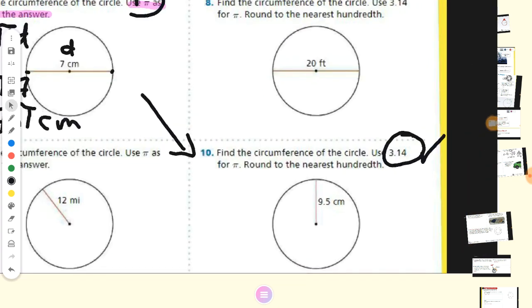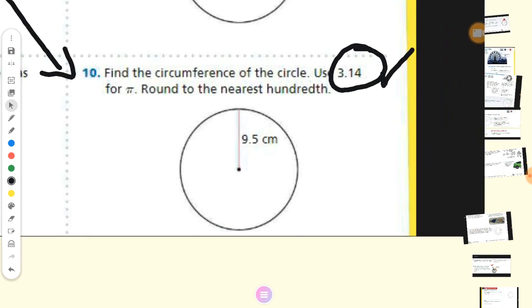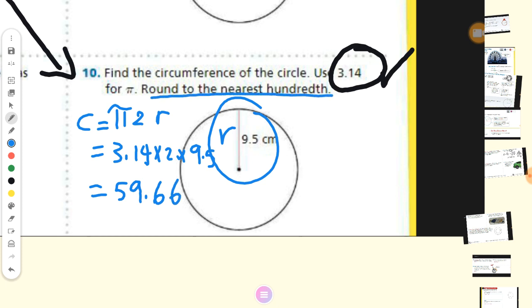Number 10, he asked for the circumference of the circle, and he gave me the radius only. So this is R. So I will use the rule of R. So C equals 2πR, which is equal to 3.14 multiplied by 2 multiplied by 9.5. So it's equal at the end to 59.66. And he said approximate to the nearest hundredths. It's already in the hundredths. So it's right. Centimeter.